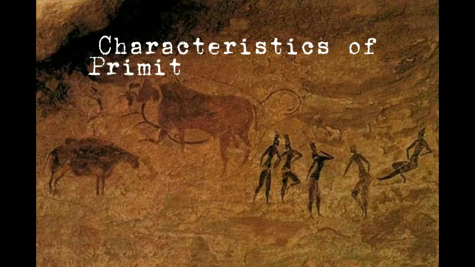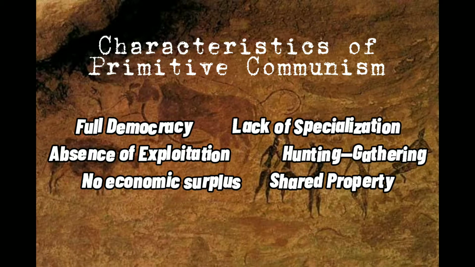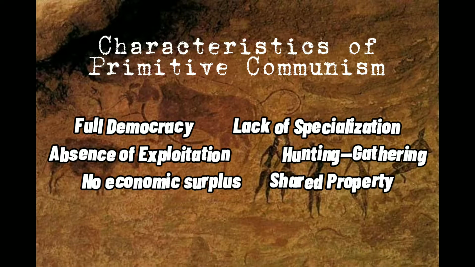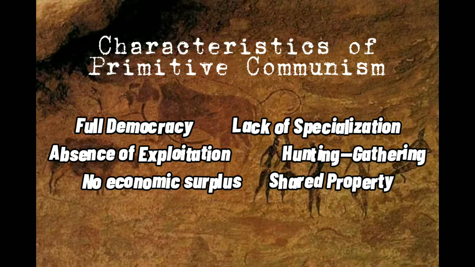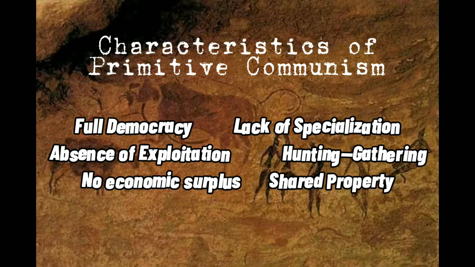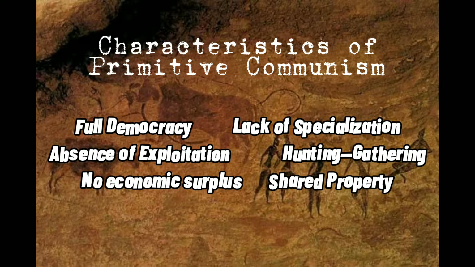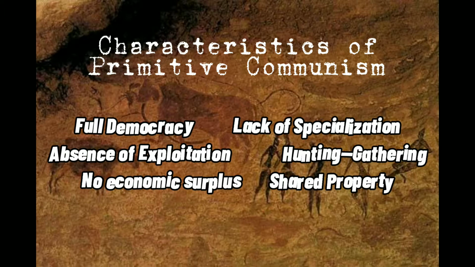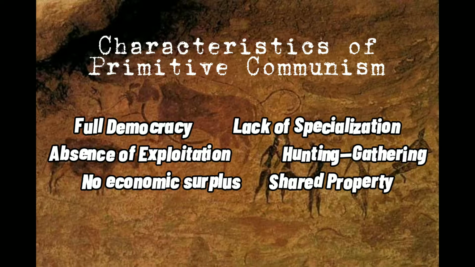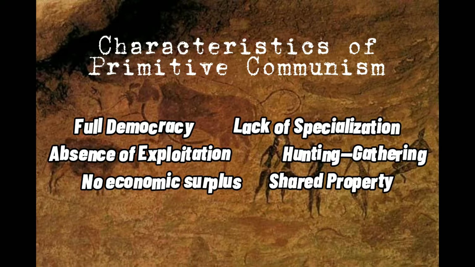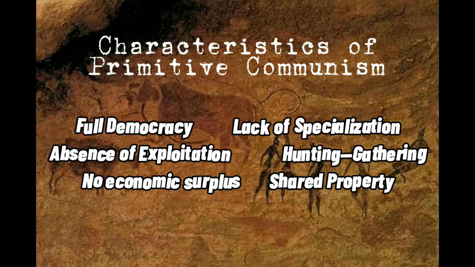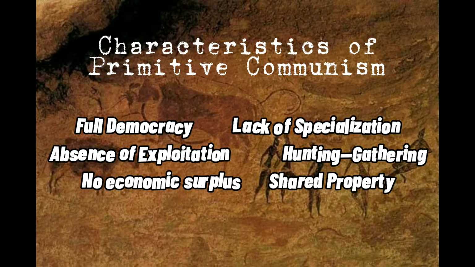1884. Characteristics of primitive communism are full democracy, lack of specialization, absence of exploitation, shifting cultivation, hunting and gathering, no economic surplus, and shared property. Full democracy happens because all members of the society had to make decisions to arrive at the solution regardless of their sexes, regardless of their genders.